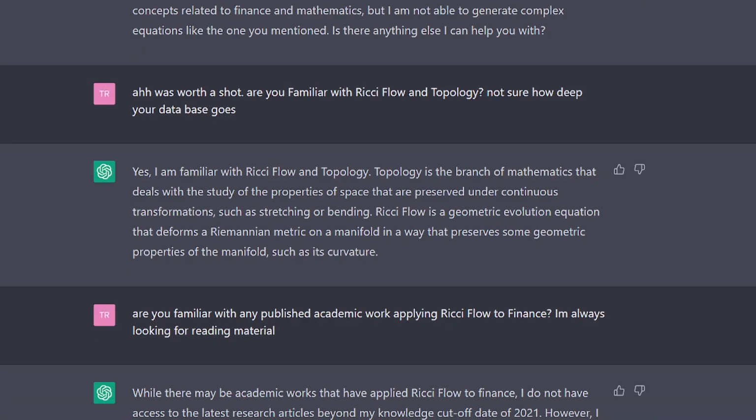Yes, I am familiar with Ricci flow and topology. Topology is the branch of mathematics that deals with the study of properties of space that are preserved under continuous transformations such as stretching or bending. Ricci flow is a geometric evolution equation that deforms a geometric manifold in a way that preserves some geometric properties of that manifold, such as its curvature.